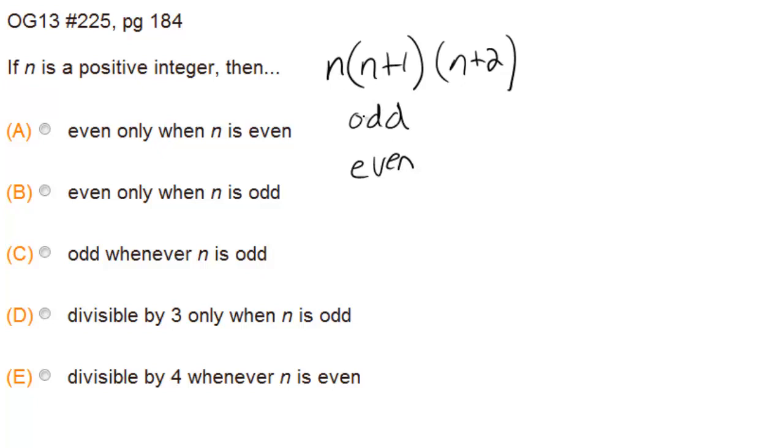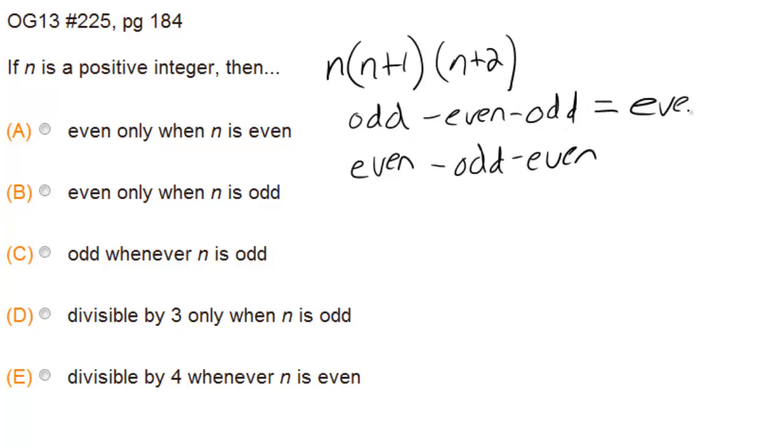So if the first one is odd, then the next one must be even. If you add one to it, it's even. Then if you add another one to that, it becomes odd. The other possibility is you start off with even, then you get odd, even. Now what's the result? Odd times even times odd, like 3 times 4 times 5, that's always even. Even times odd times even, that's also always even. So no matter what, you always end up with an even number.